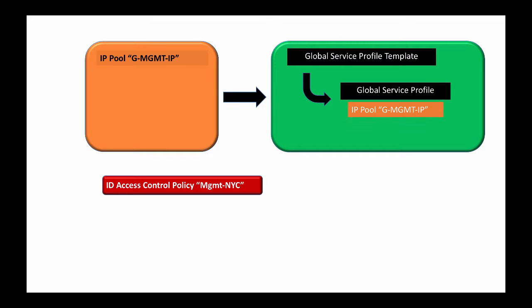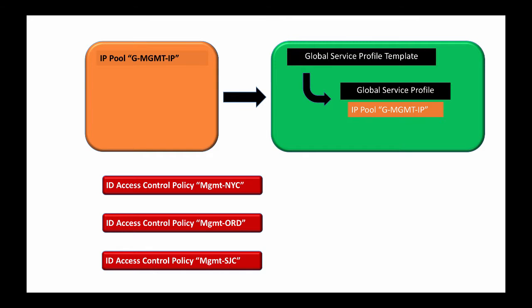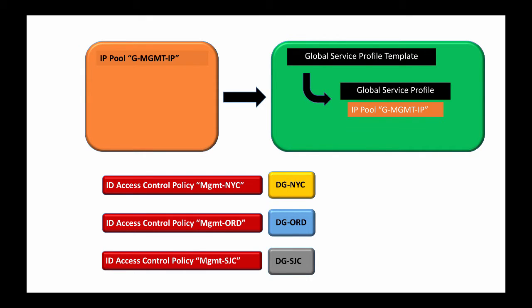I then go ahead and build some access control policies, and I'm going to build several of them. I'm going to build these policies and give them a friendly name that coincides with the domain groups that I've established in my UCS Central hierarchy. So basically, I have New York, I have Chicago, and I have San Jose. In these domain groups, of course, I will have different UCS domains registered. So I'm establishing the segmentation with the domain group hierarchy.